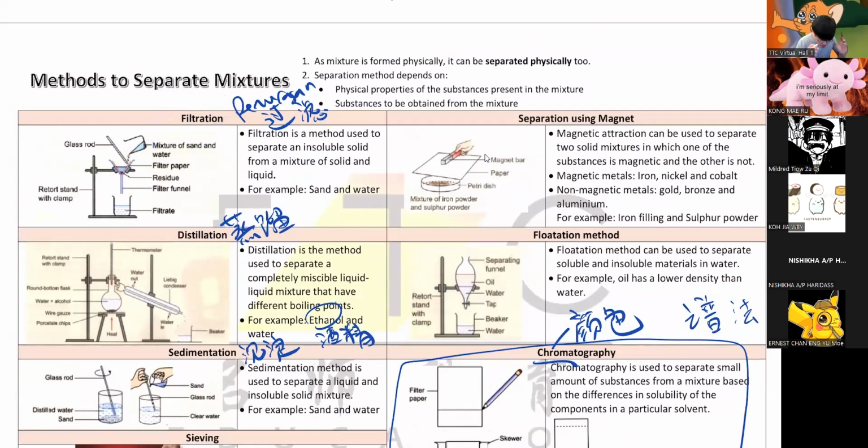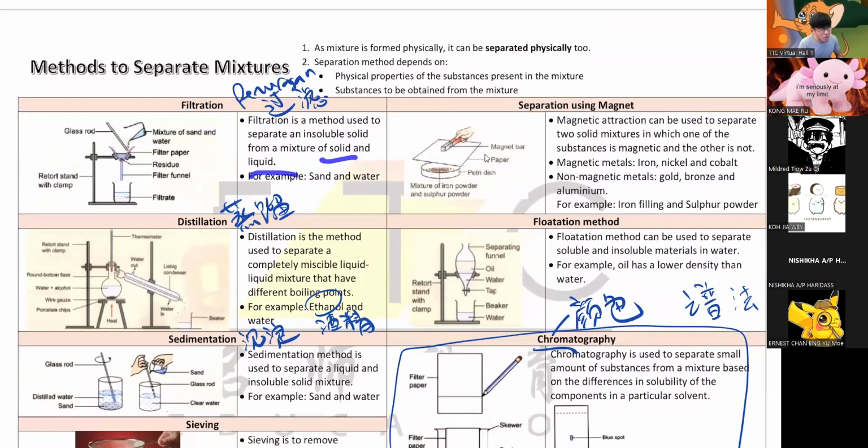So what is filtration good for? This is called penurasan or 过滤 in Mandarin. So what is this good for? This is good for separating solid and liquid. Okay, solid and liquid.